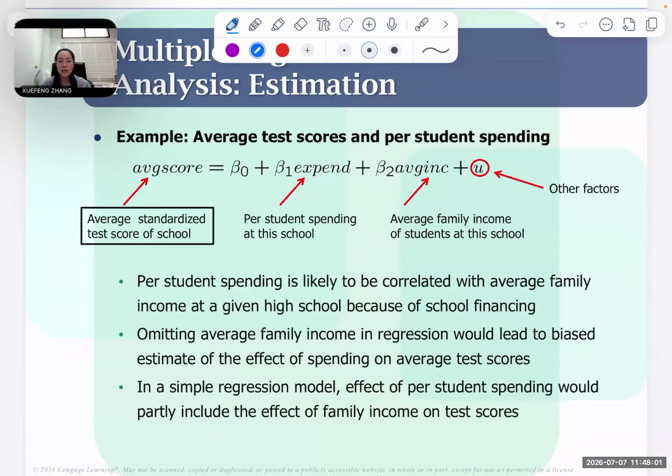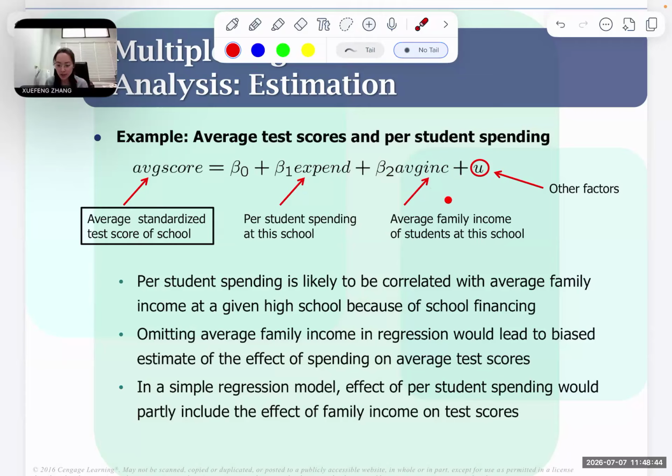Here is the real example of why we need to control for other factors. Here we have the model: average score equals beta 0 plus beta 1 expenditure plus beta 2 average family income plus mu. Okay, so think about it. The school's average test score is explained by per student spending and average family income. Now, why do we need average income in the model at all?